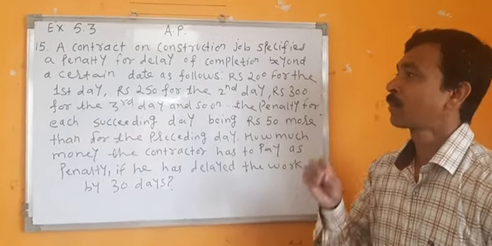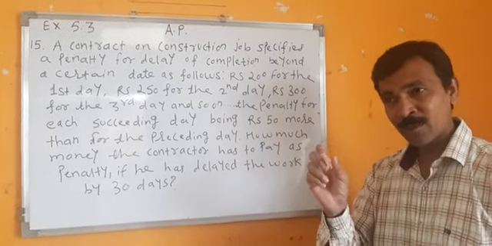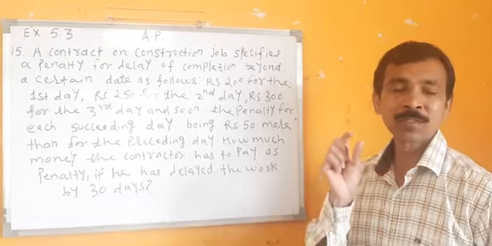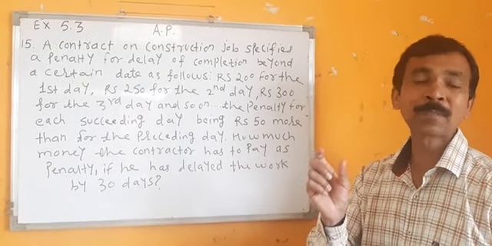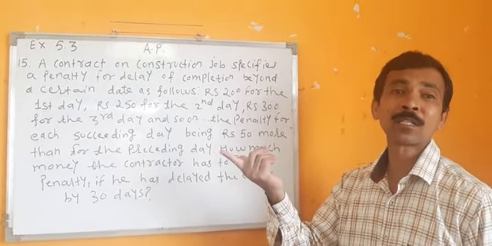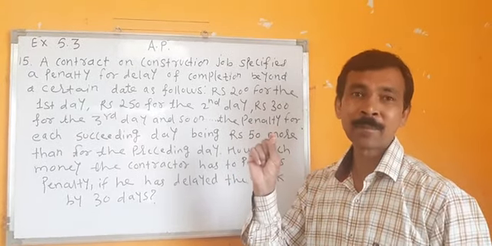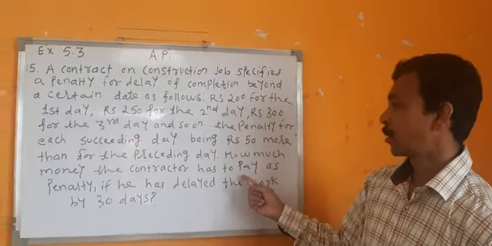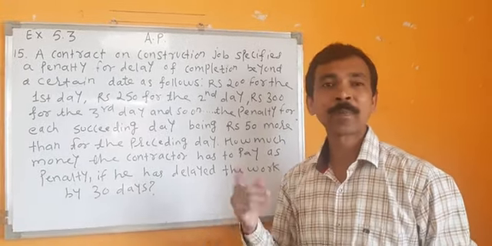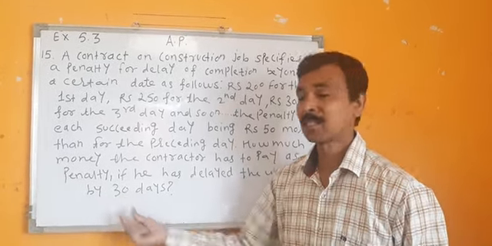It means a contract was given and the rule says that if you are late in completion of that work, you have to pay for the first day rupees 200 as penalty, then 250 on the second day, 300 on the third day. It means that is an AP. And the question says at the end, if he has delayed the work for 30 days, how much penalty does he have to pay? It means we have to find Sn. The number of days is 30.